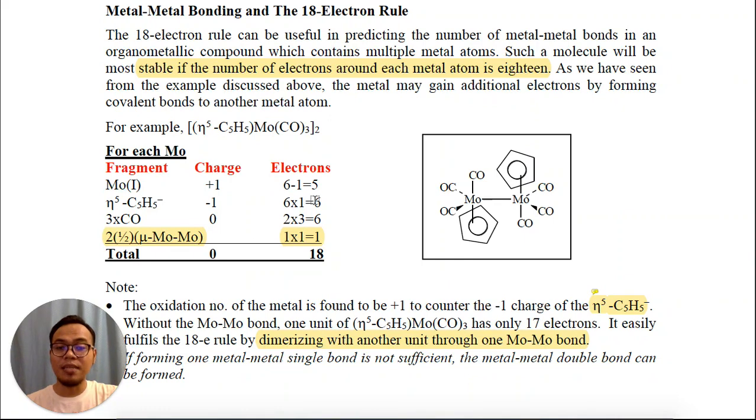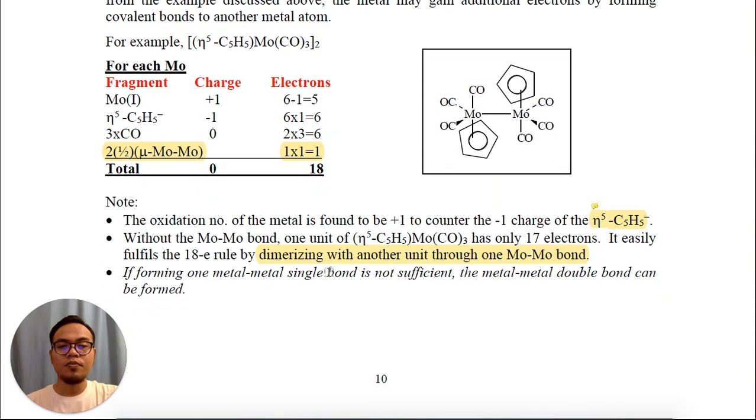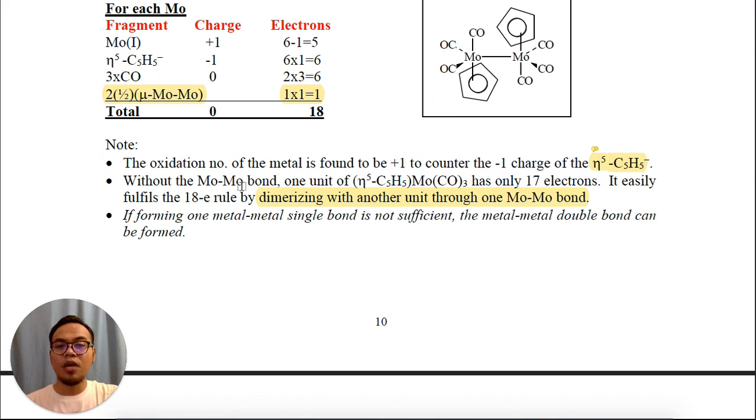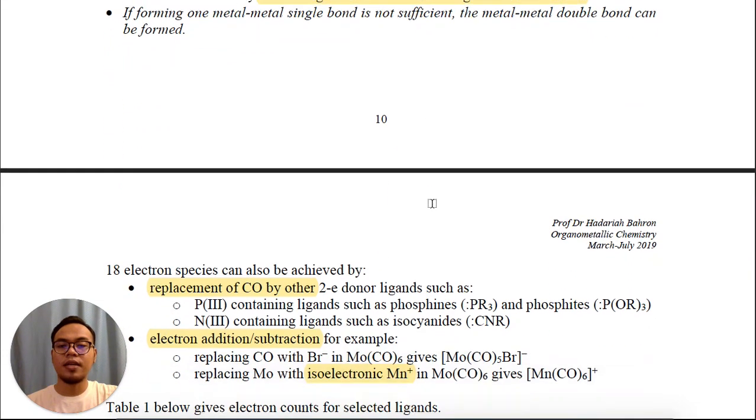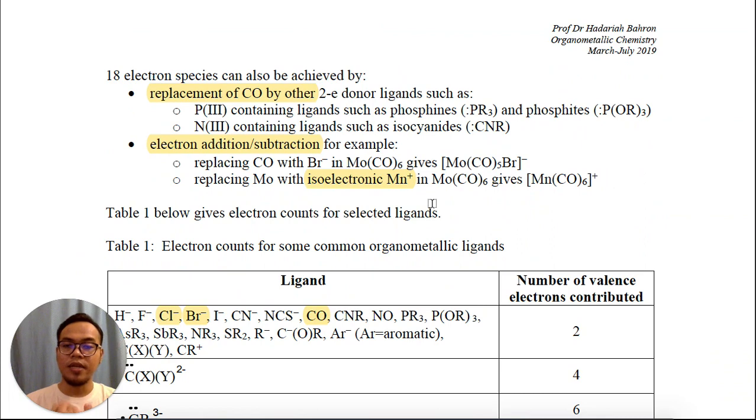So in order to make it stable, you must form a dimer with the same molecule by forming a Mo to Mo bond. So one bond is 2 electrons. So if you want to find the number of electrons for one molybdenum, it's going to be 1 electron. So when you total up, you're going to get 18 electrons. Okay. So without this Mo-Mo bond, you're going to get 17 electrons. So you can get 18 electrons easily by dimerizing with another unit. Okay. So that's number 1. You can achieve the 18 electron rule.